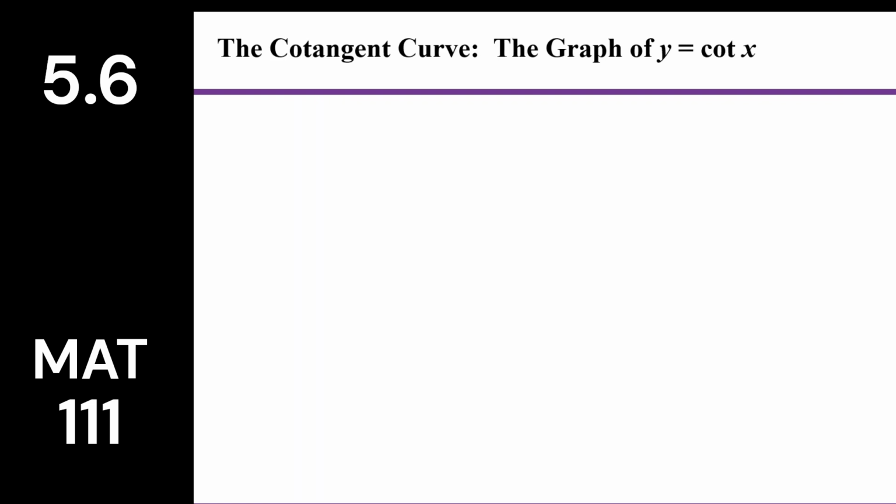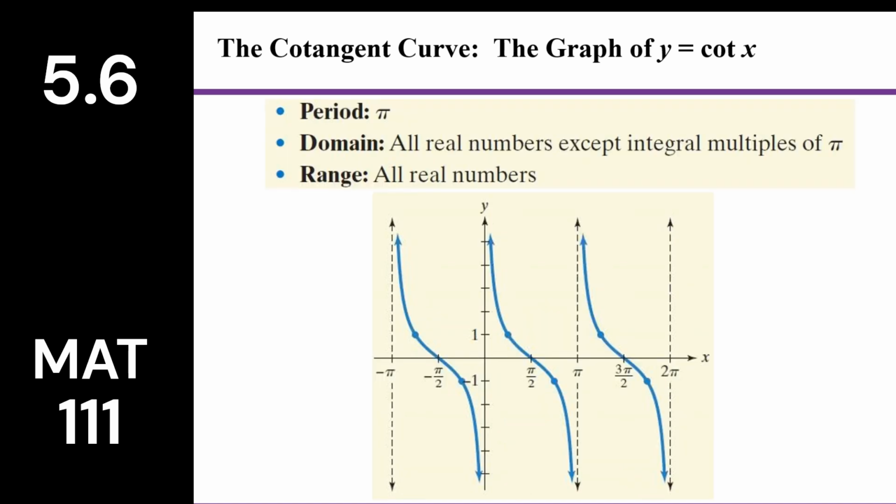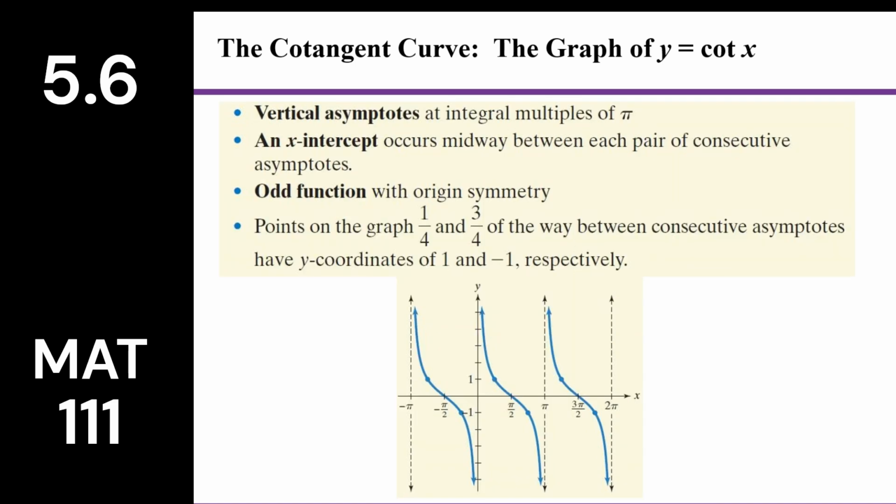Now we'll look at the graph of y equals the cotangent of x. It's similar to the tangent. Note that instead of going up from left to right, the curves come down from left to right. The period is pi. The domain is all real numbers except for multiples of pi, and the range is all real numbers. The cotangent curve has vertical asymptotes at multiples of pi. It has x-intercepts midway between each pair of consecutive asymptotes. It's an odd function. 1/4 of the way between consecutive asymptotes, the graph will be up at +1, and 3/4 of the way it will be down at -1.